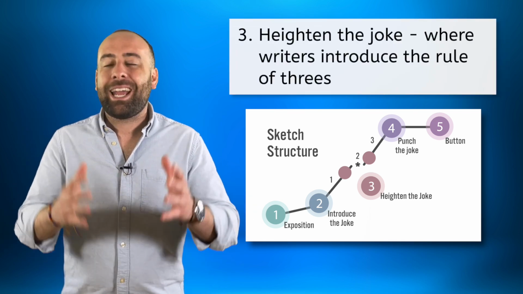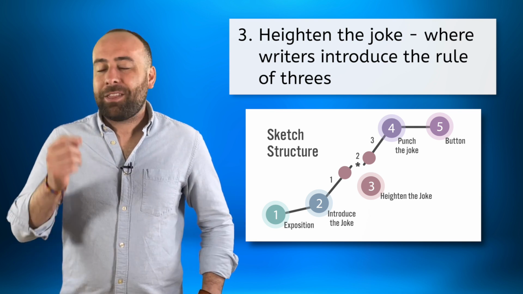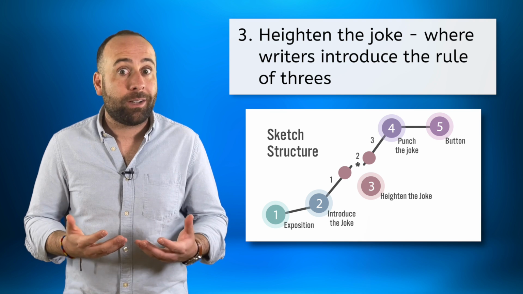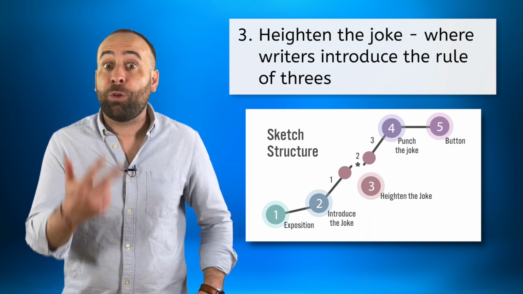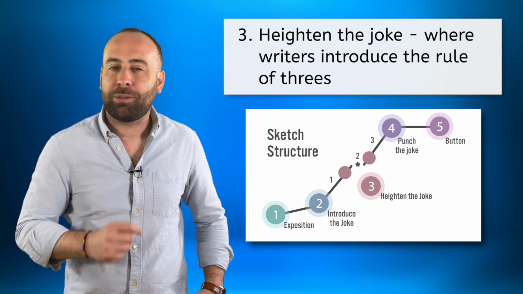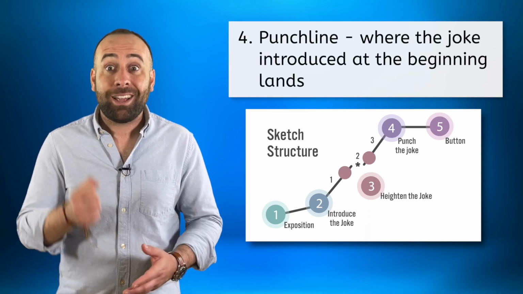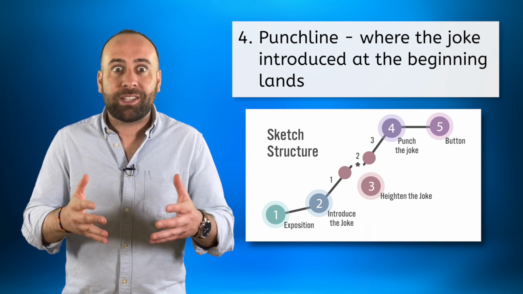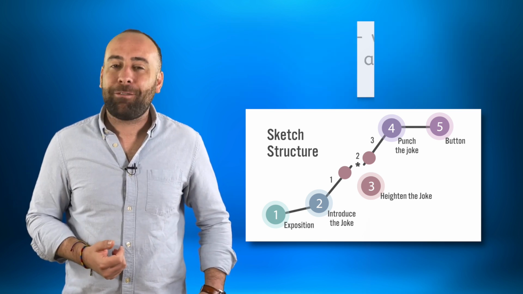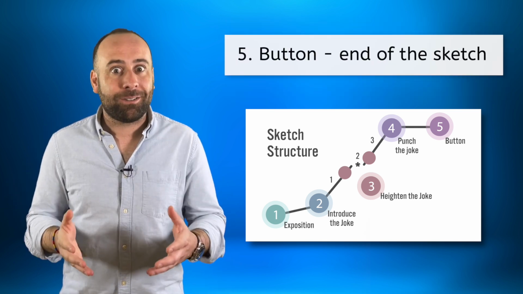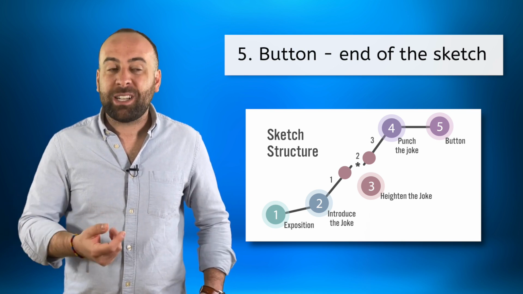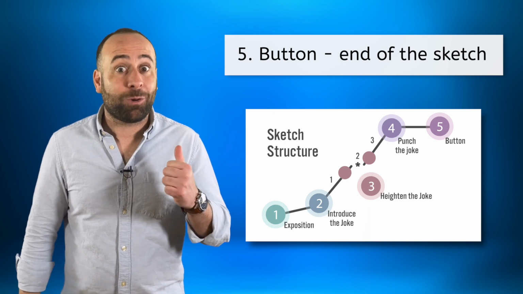Number 3, heighten the joke. This is the longest part of the sketch. It's where most of the smaller jokes are found, and where writers introduce the rule of threes, which we'll talk about in just a moment. Number 4, the punchline. This is where the joke that was introduced at the beginning of the sketch lands. And finally, 5, the button. It's the conclusion of the sketch, usually with a line that reminds the audience about the sketch's main joke.